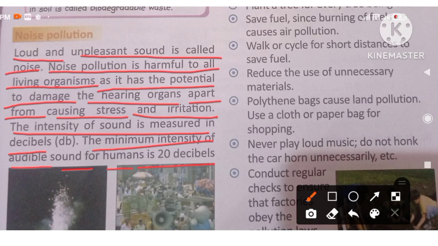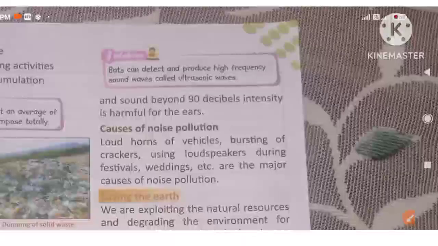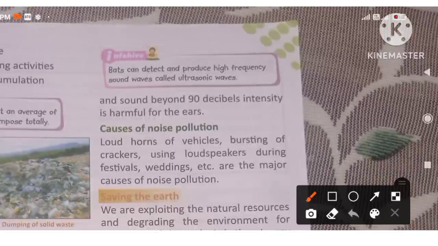We know that the intensity of sound is measured in decibel, in short we can write it dB. The minimum intensity of audible sound for humans is 20 decibel, and we can hear a minimum of 20 decibel sound. Next point, a scientific fact: bats can produce high frequency sound waves called ultrasonic waves.